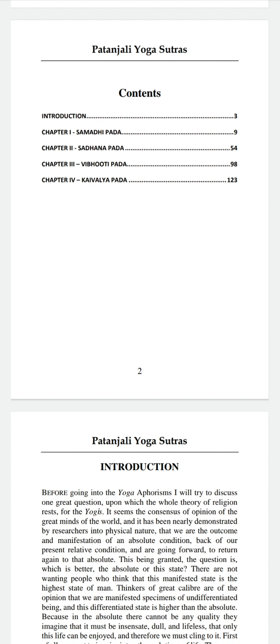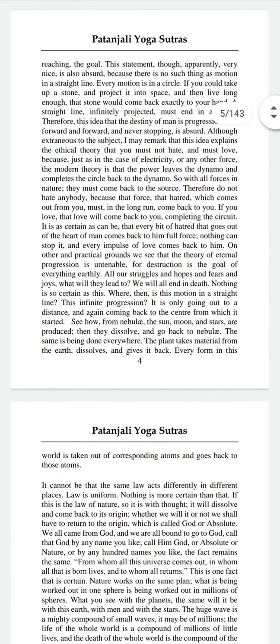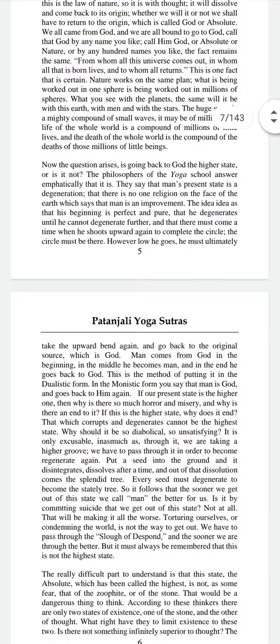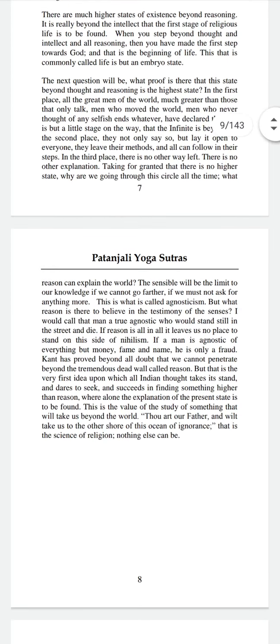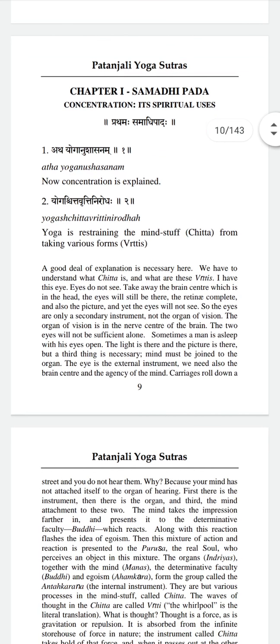Then there are 4 chapters which discuss the whole idea of the book. Chapter 1 is Samadhi Pada, Chapter 2 Sadhana Pada, Chapter 3 is Vibhuti Pada, Chapter 4 is Kaivalya Pada. Now we are leaving this introductory part and directly starting from chapter 1.